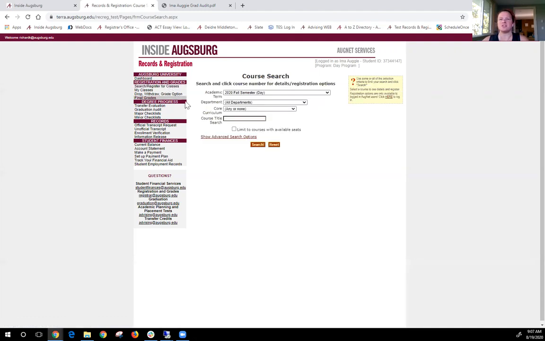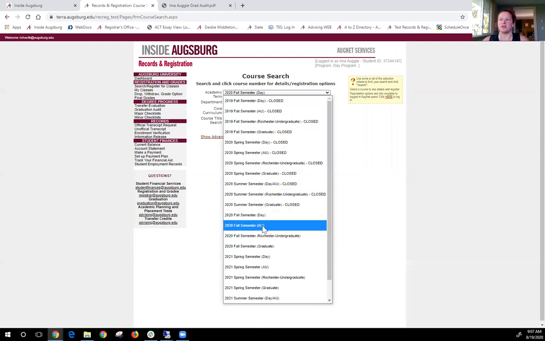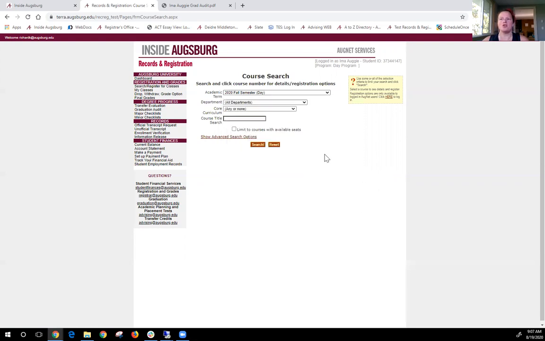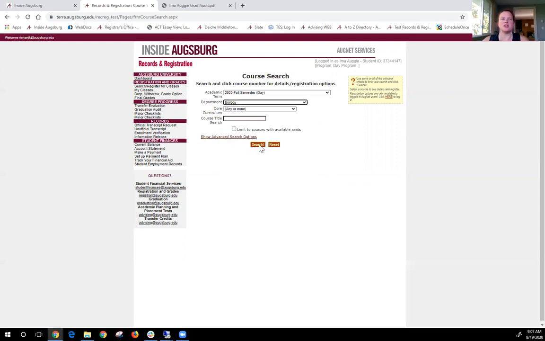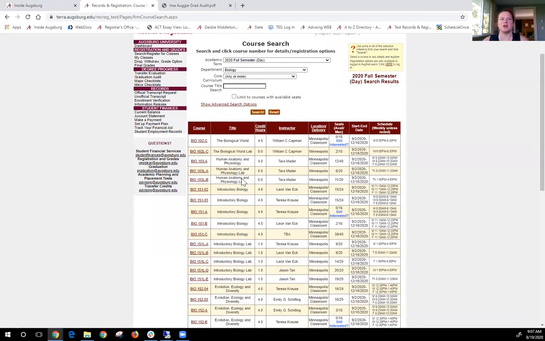First, you need to make sure it's on the correct term, and this should auto-populate to your term and your population, meaning if you're in the day program or if you're in the adult undergraduate program or Rochester program. You can choose the department for the course you're looking for. So for example, if I'm a biology major, I would bring up biology and hit search. And it will bring up all the biology classes.